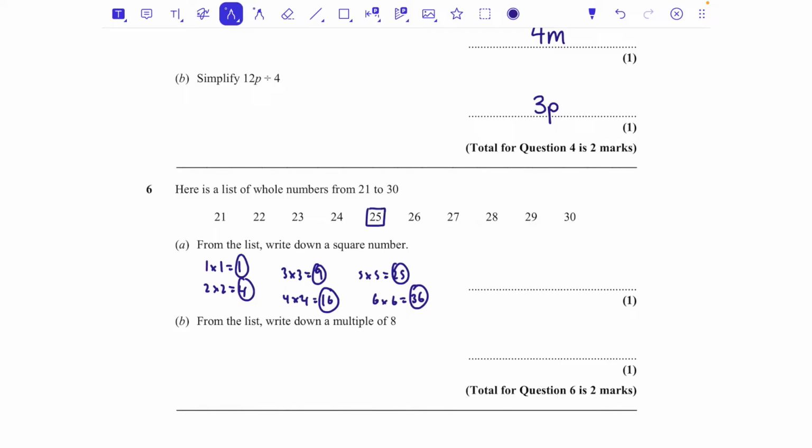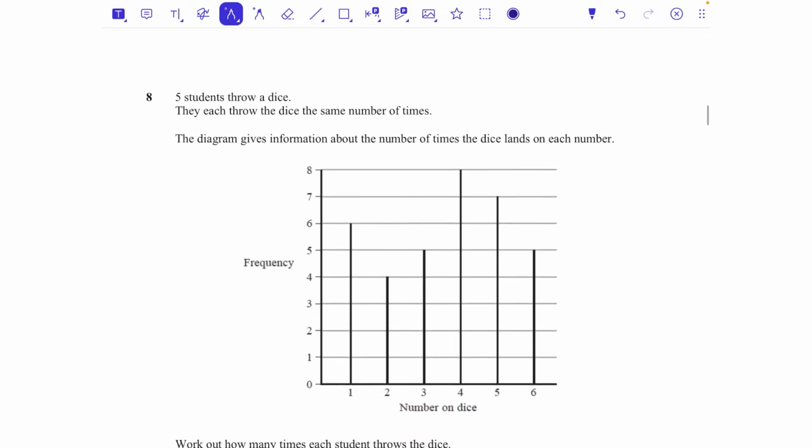Seems appropriate to put it in a square, but there we go. 25 is your square number there. From the list, write down a multiple of 8. Multiples of 8 are numbers in the 8 times table. So 8, 16, 24, 32, 40, and so on. So from that list, I'm going to write down 24. There we go.